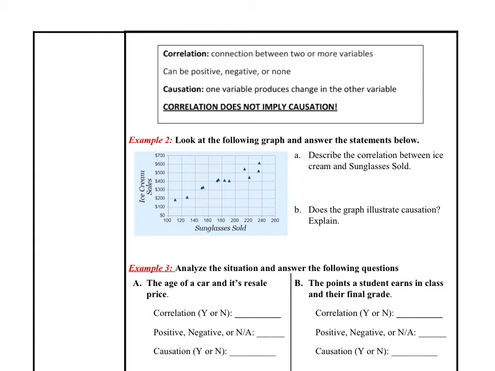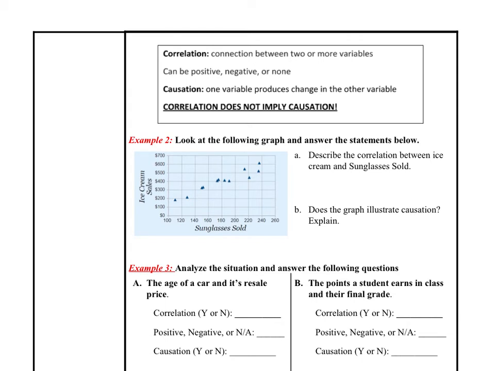But the big thing I need you to get from this is that correlation does not necessarily imply causation, meaning just because two things have a relationship doesn't mean that they automatically cause one another. So our first example will show that. Let's look at this graph and answer the statements. If you look at this graph, we've got sunglasses sold and ice cream sales.